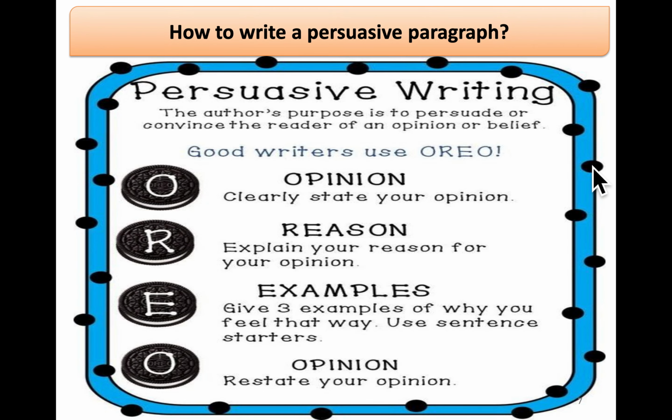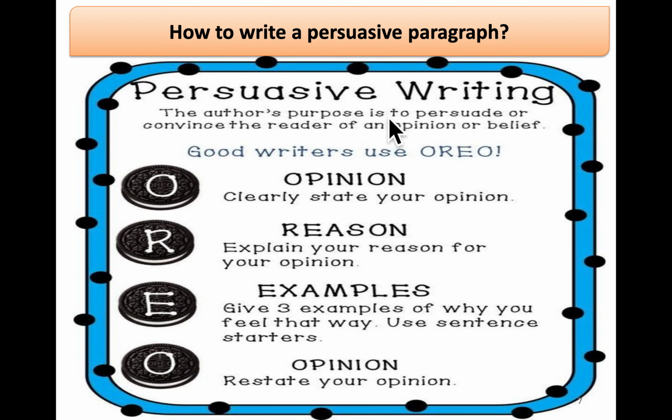Alright, so persuasive writing means we have a purpose, and the writer's purpose, or the author, you're the author in this case, the author's purpose is to persuade or convince the reader of an opinion or belief. Good writers use OREO. Everybody say OREO. O is for opinion. We're going to clearly state our opinion, okay?